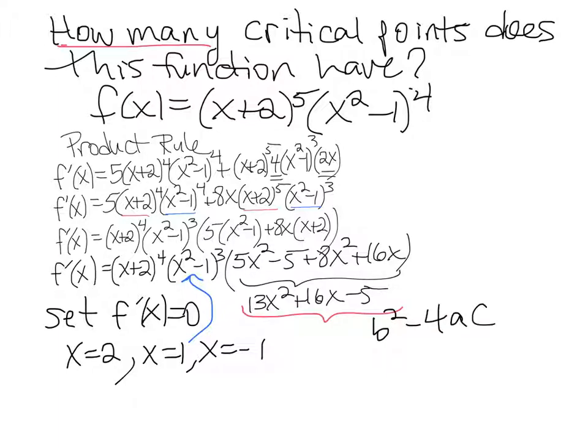The b^2 - 4ac here is 16 squared, which is 256, minus 4 times 13 times negative 5. No need to really multiply this all out. All that we need to do is notice that this is a positive number. What does it mean if the discriminant is positive? The discriminant is the thing inside the radical sign when you're using the quadratic formula, and if that's positive, it means that you have two solutions. So whatever those two solutions to the quadratic are, we have two more solutions.